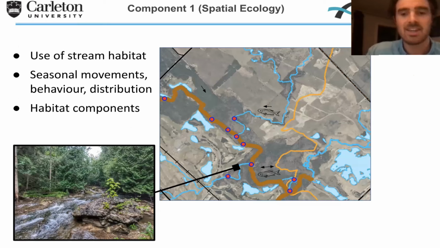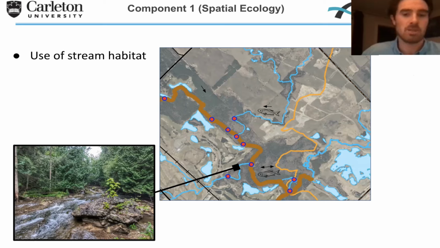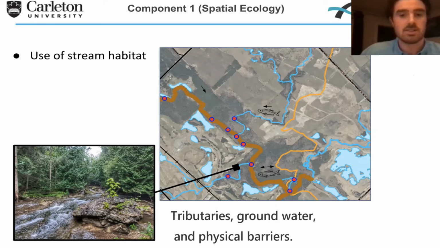So I think I can answer these questions with two basic components of my study. The first one relates to spatial ecology. Spatial ecology, roughly speaking, means spatial patterns in nature. In the context of brook trout in the upper Credit, this means the use of habitat by those fish, their range and patterns of movement, subpopulation structure, and other things like that. What's of most interest to me is habitat components like tributary streams, groundwater, physical barriers, things that affect the brook trout's ability to use their habitat and to survive and thrive in that habitat.